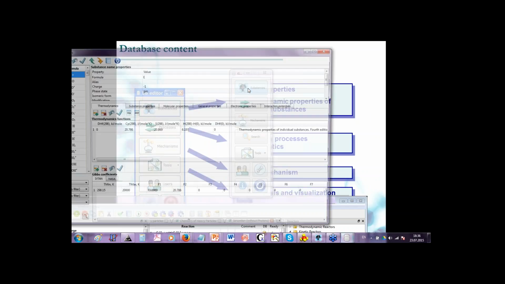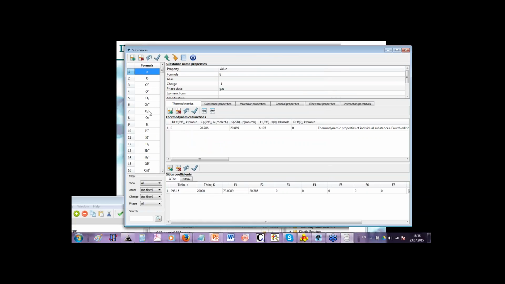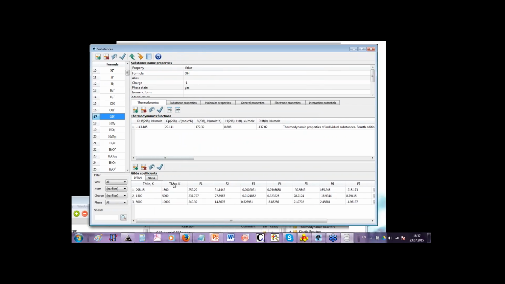The substances: you see its thermodynamic properties of the substances. There are about 5,000 species here. And for the species, there are data in two types of format: in the format of the Institute of High Temperatures of Russia and in the NASA format. So there is the capability to use different types of data.